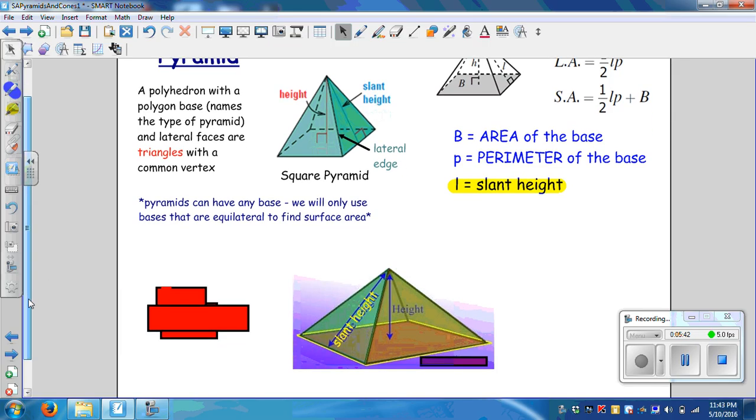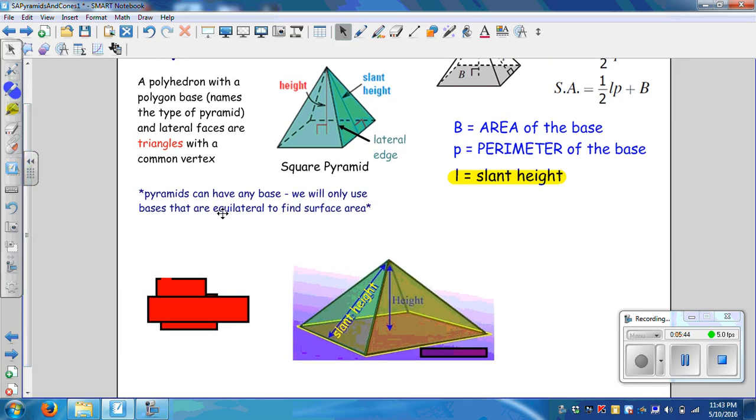Pyramids can have any base. For most of our problems, we're only going to calculate surface area and with bases that are equilateral. So the ones that don't have equal sides on the bottom are a little bit more complicated to calculate because the faces end up being different sizes.